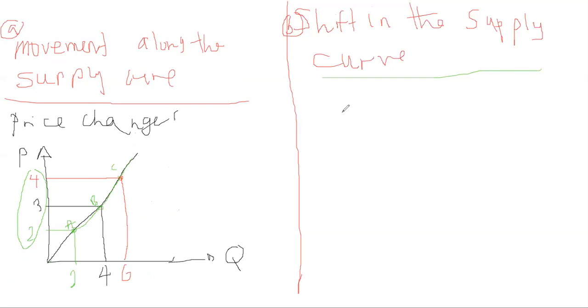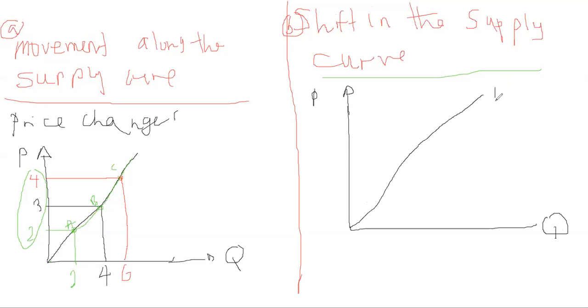So for example, let's say that we have our original supply curve here. Here we have quantity on the horizontal axis, and on the vertical axis we have the price. So let's say we already started here, the supply curve. This is S1. So let's say that at price 3, the quantity supplied was 4, just like this one.